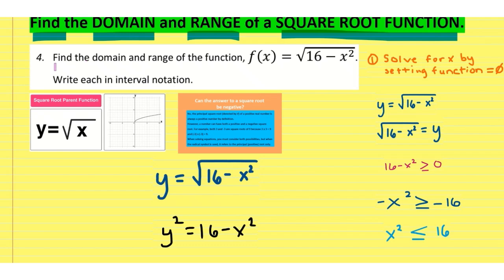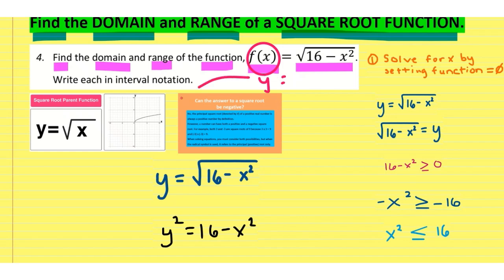Okay, we're going to find the domain and the range of the function f of x equal to square root of 16 minus x squared. Well, the first thing I'm going to do is exchange this notation f of x for y, just because it's easier to work with, and I can do that. Okay, and I've done that right down here. I've already put y equals square root of 16 minus x squared.